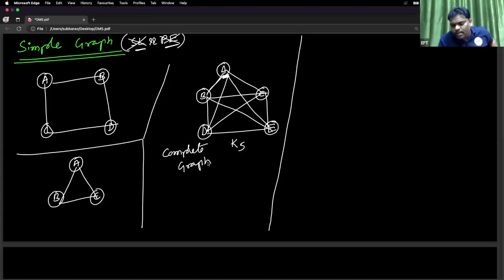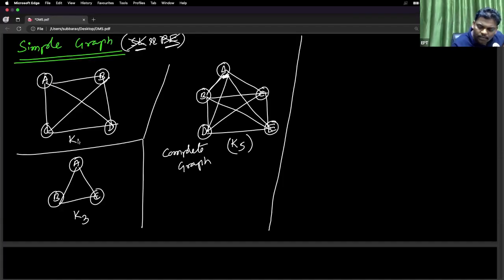5 vertices are there. Every person contains the maximum degree, because it is a simple graph. Maximum degree 4. Everyone contains 4. This is called complete graph with 5 vertices, K5. Now listen everyone, 3 vertices: maximum degree possible is 2. Everyone has degree 2. It is K3, complete graph with 3 vertices. Now next one, 4 vertices. Every person has maximum degree 3. This is called K4, complete graph with 4 vertices.